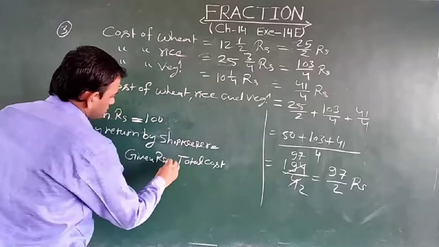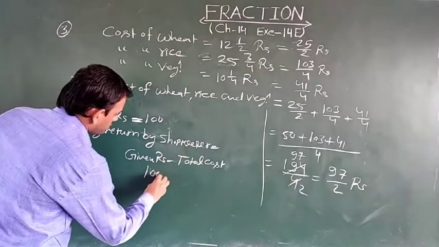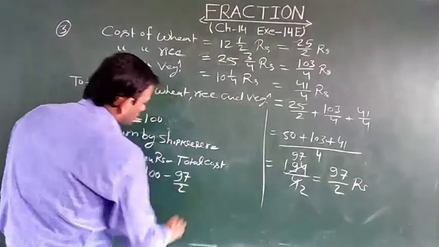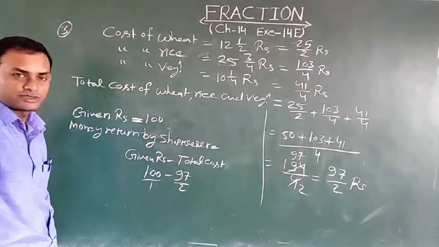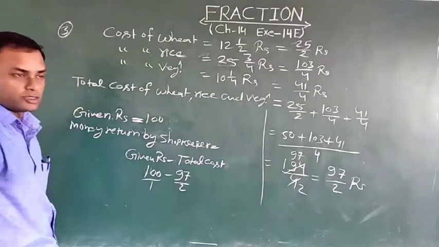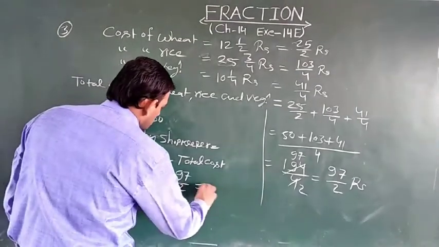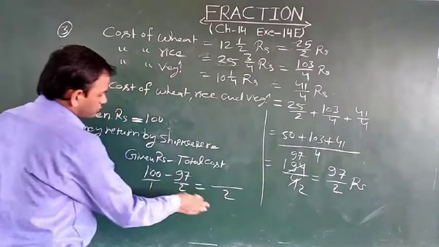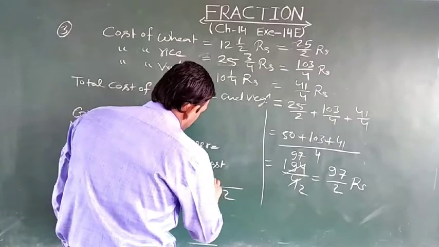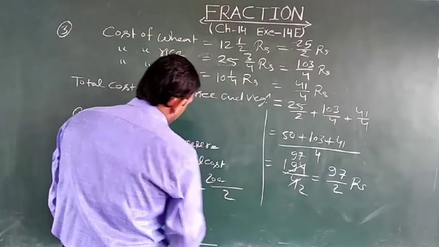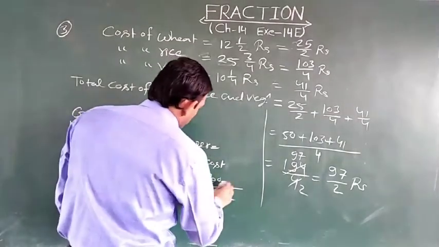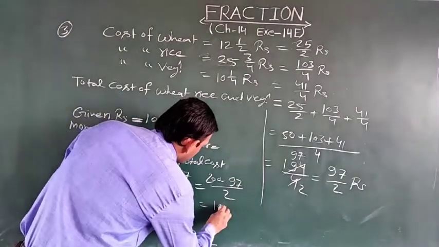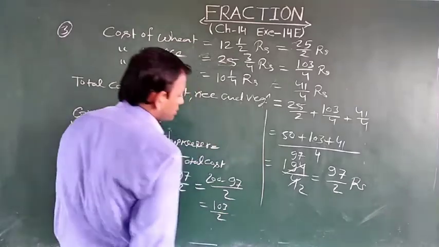So what is the given rupee? That is 100 minus 97 by 2. We will make the 100 a fraction by writing 1 in the denominator. After that, we will take the LCM of 2 and 1, that will be 2. 1 into 2 and 2 into 100, 200 minus 197. Now when you subtract it, you will get 103 upon 2.